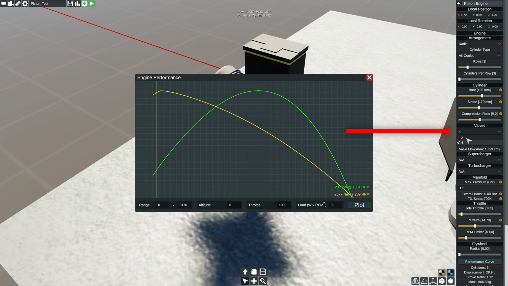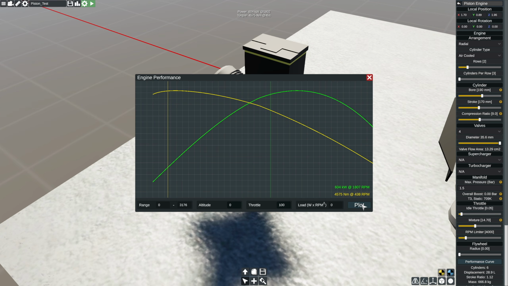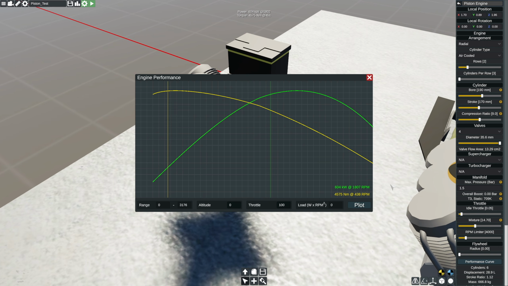Valves affect how much fuel-air mixture can flow into the cylinder. A higher area will lead to a more powerful engine. Two valve systems are available for older engine designs.